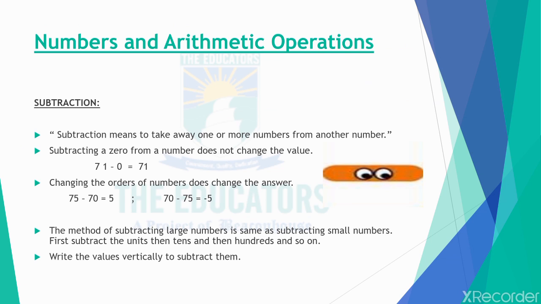Now we'll talk about subtraction of large numbers. When we subtract small numbers, we start subtracting them from the unit place. Same method we would use in subtraction of large numbers. We would just write the values vertically and subtract them from the unit place.